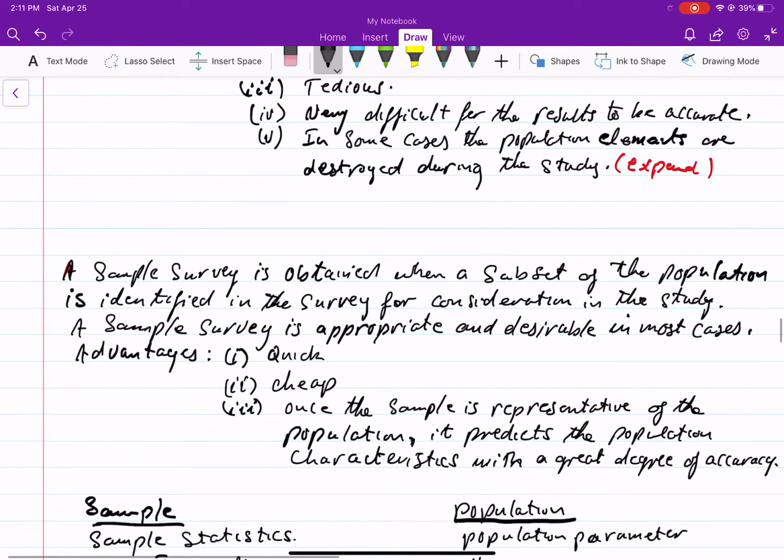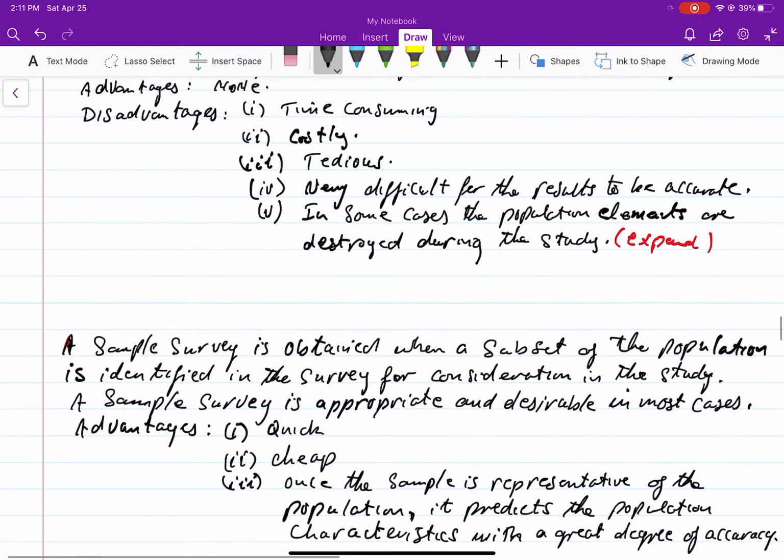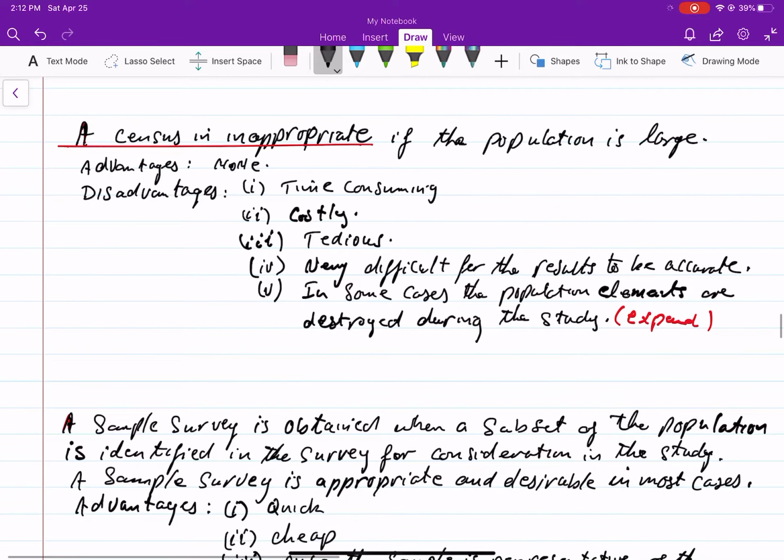In fact, why don't I give it now? Because another part of the discussion will deal with a sample survey instead of a census. So what's my favorite example here? The disadvantage being, in some cases, the population elements are destroyed during the study.